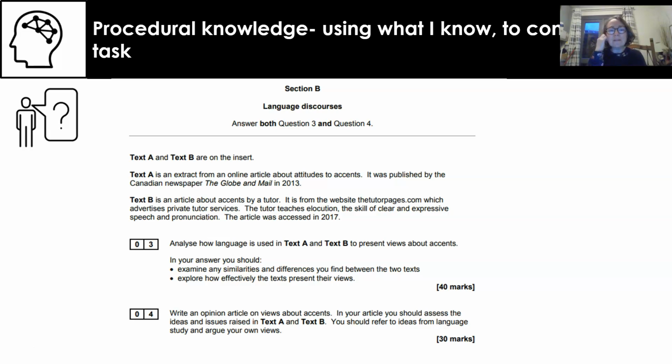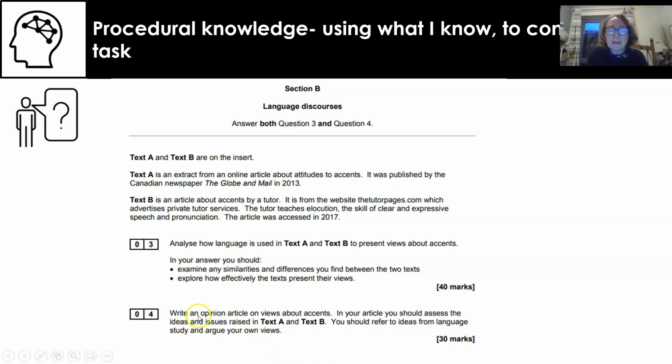So you're being asked to write not the same kind of article. Similarly, text B was completely different. It says it was an article, but it was actually about accents within an elocution page, wasn't it? Within a page advertising and selling private tutor services. So again, it was not an opinion article.